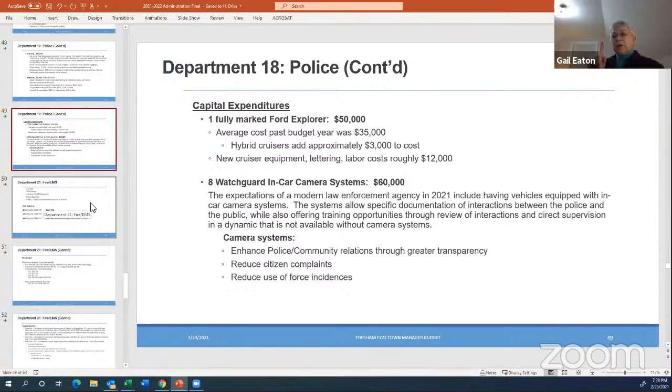May I ask one more question? Yes, ma'am. You said the camera goes on when the lights go on. I'm assuming that's the flashing blues on the top. Is there ever an occasion where it should come on when the lights aren't on?